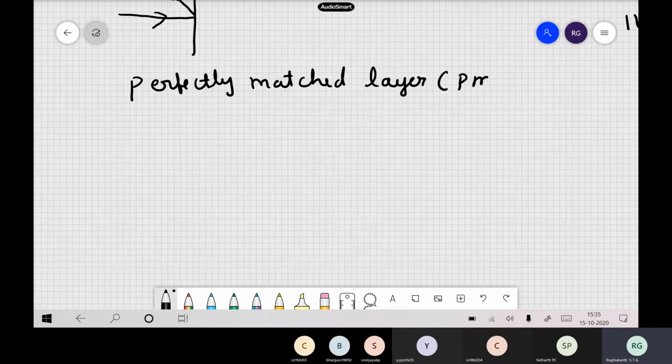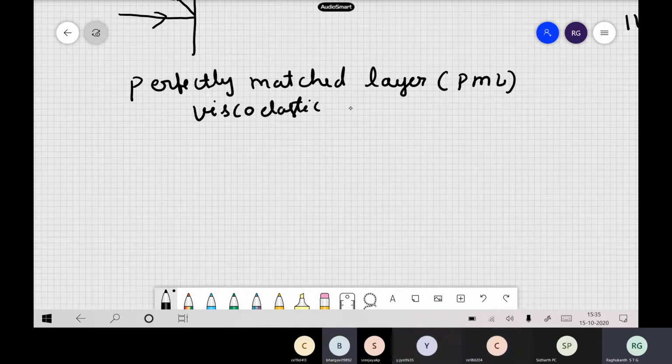What is meant by PML layer? Like yesterday I told you, right? What is the basic philosophy behind this? It is a viscoelastic layer. It is nothing but a viscoelastic material. Okay, so it is same as a viscoelastic medium.